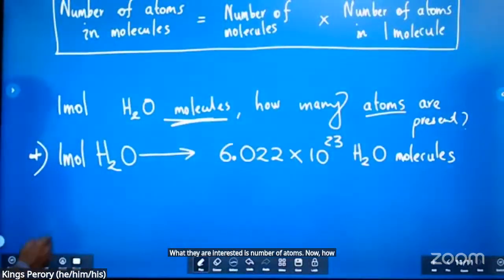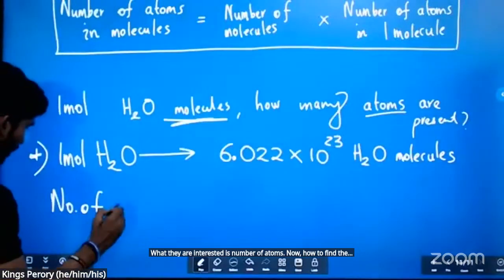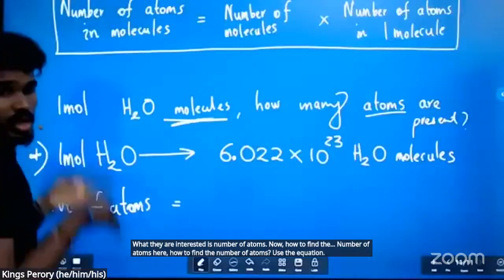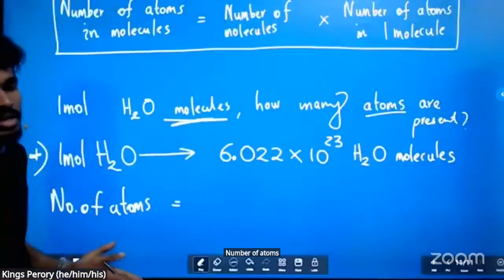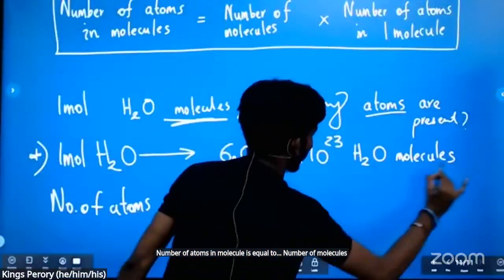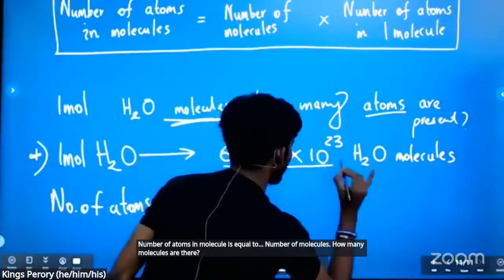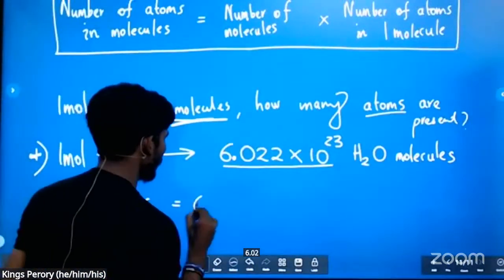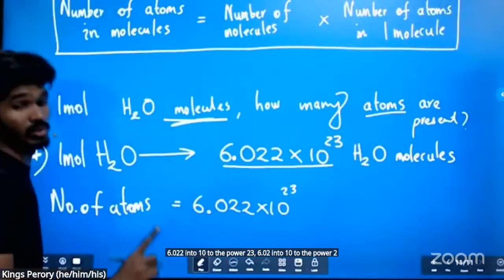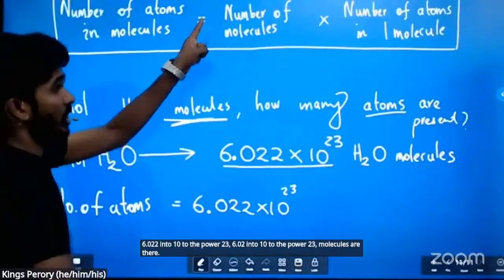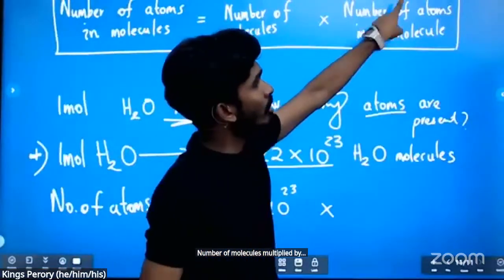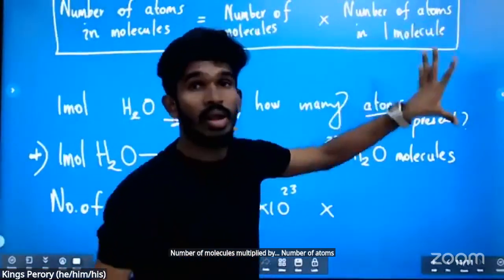Now, how to find the number of atoms here? Use the equation. Number of atoms in molecule is equal to number of molecules. How many molecules are there? 6.022 into 10 to the power 23 molecules are there. Multiplied by number of atoms in one molecule.